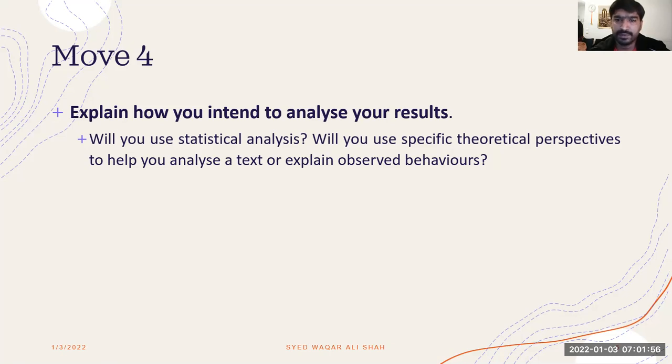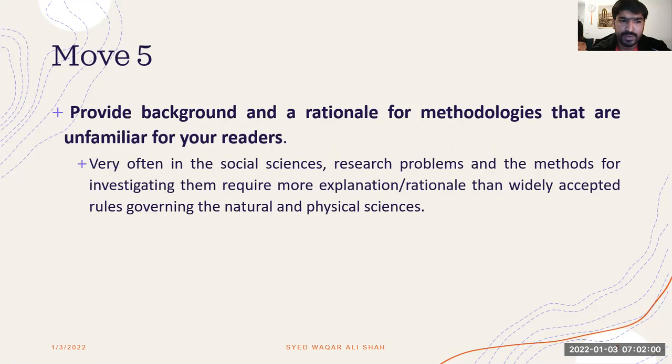And then we have a move 5, which says to provide background and rationale for methodologies that are unfamiliar for your readers. So by this, I mean that we need to have a look into the literature. For example, there may be a methodology that you have used, but you don't have to assume that your readers are already familiar with the methodologies that you are using in your study to come up with certain results, certain conclusions. You always need to write down everything about what you are doing. So therefore, the methodology part should be written in a way that you write down everything about it.